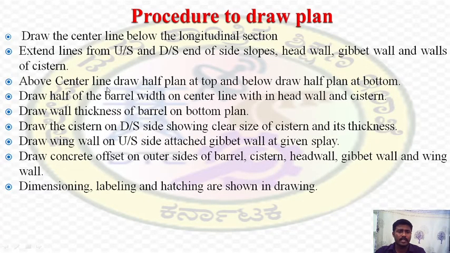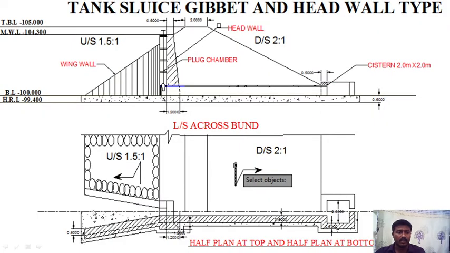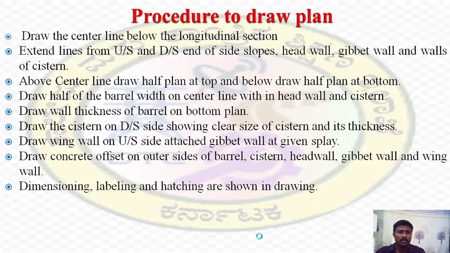So next, above the center line, draw half plan at top and below that draw a plan at bottom. This is the center line. Above this you have to draw a plan at top. Below this you have to draw a plan at bottom.